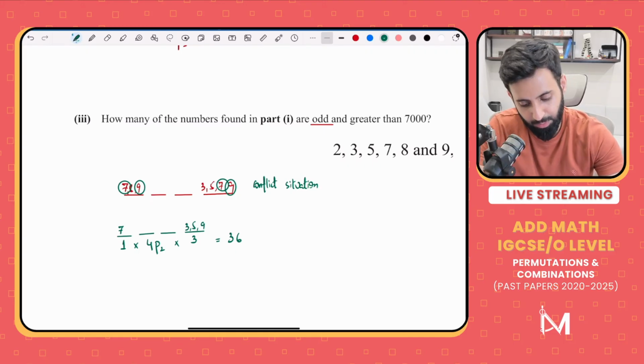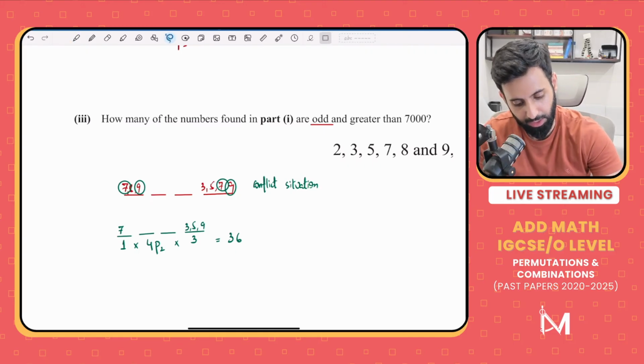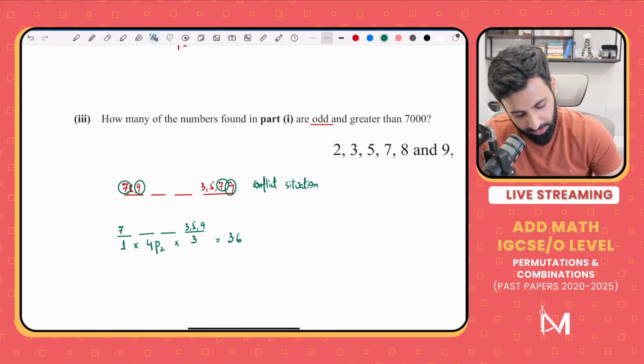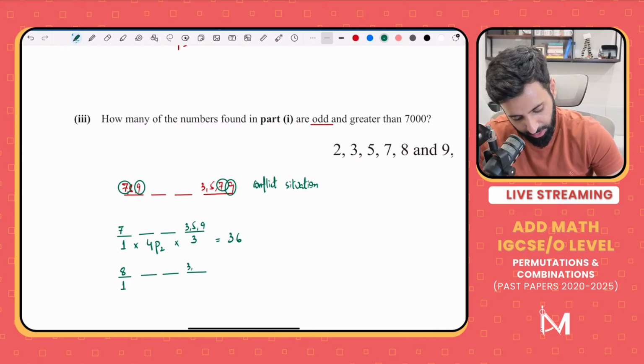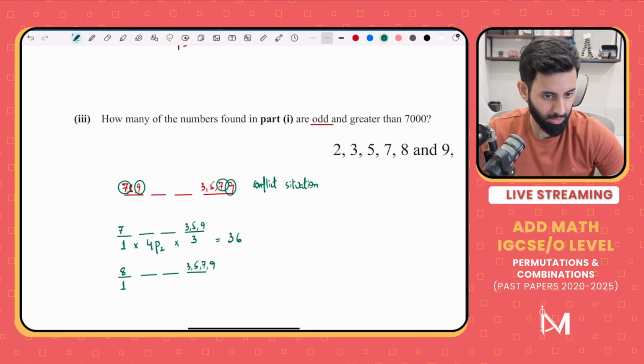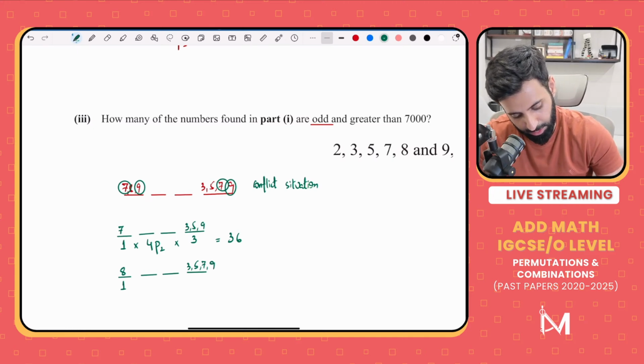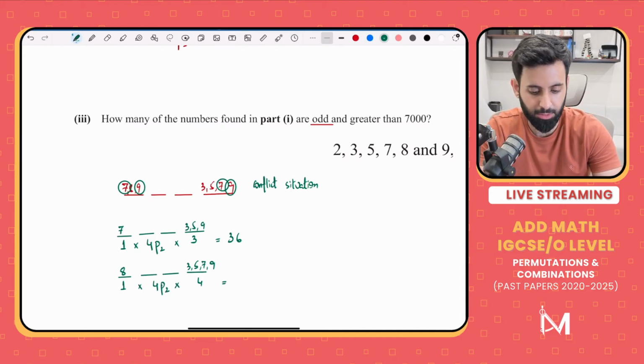Now this is when we fixed 7 in the first place. Now let's fix 8 in the first place. If I fix 8 in the first place, once again, we have one option here. Now we could have 3, 5, 7, or even 9 in the last place. So that means now we have 4 options. Once again, we started off with 6, we've used 2, now we're down to 4, and we want to use 2 more. So that's 4P2 into 4. Let's see what that is.